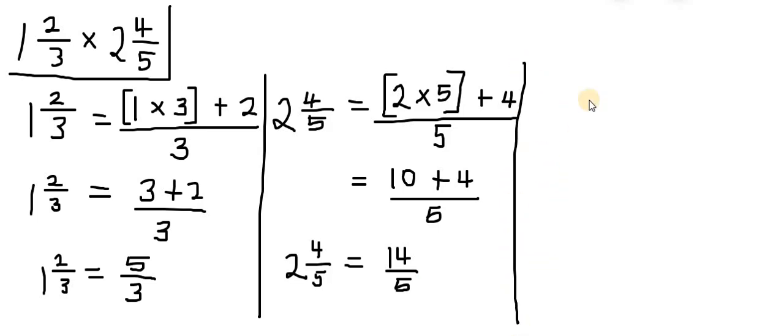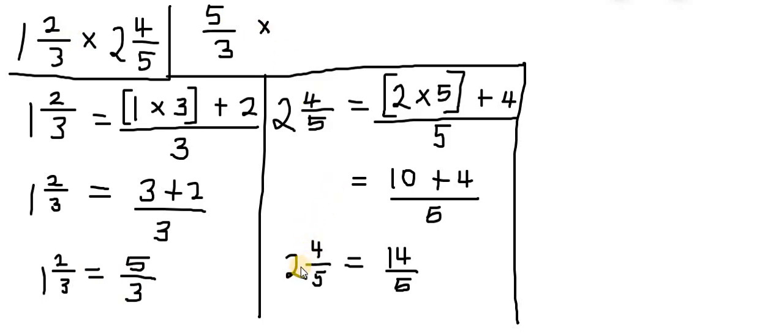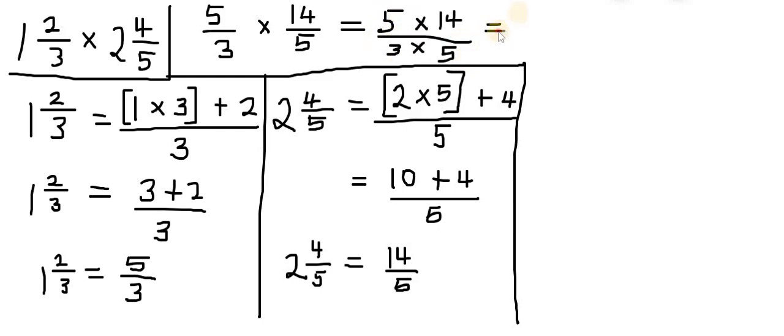So now, we carry out a multiplication. So, instead of 1 2 over 3, I use 5 over 3, times, instead of 2 4 over 5, I use 14 over 5. So, top number times top number, bottom number times bottom number. Okay, so if we break that down, that's 5 is a prime number, 14 is not. We break that down into 2 times 7 as a product of prime numbers. 3 is a prime number, 5 is a prime number. And so we check if there are common factors at the top and the bottom. There is one, which is 5. We strike that out for 1. And at the bottom, we strike that out for 1.